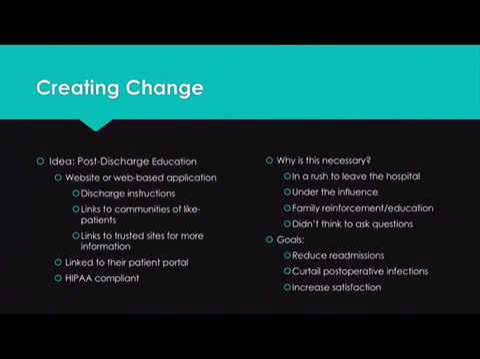I feel that family reinforcement and education, with the patient's consent of course, could be helpful in this situation, as family and patients didn't think to ask questions before they left or during the stay.